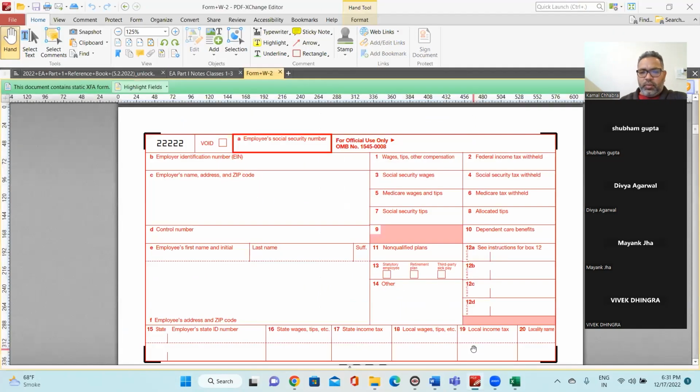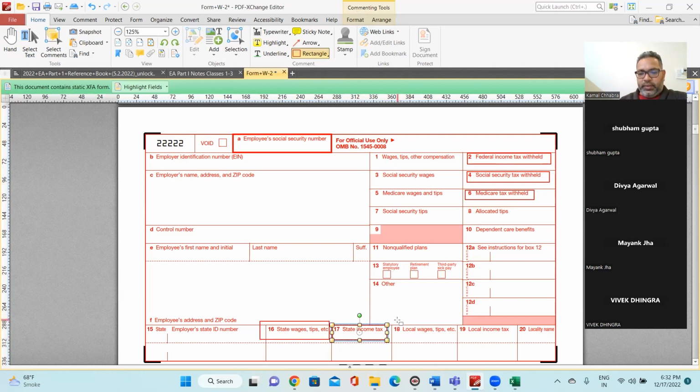W-2 is similar to Form 16, which we get. Here, if you see, federal tax withheld by the employer, social security tax withheld, then Medicare tax withheld, right? And now here you see state income tax, for which you will be calculating the income taxable for the state and the state income tax, then wages for the local taxes and the local income tax. So there are three categories of taxes which the employer would also be charging from your salary account: federal, state, and local taxes.